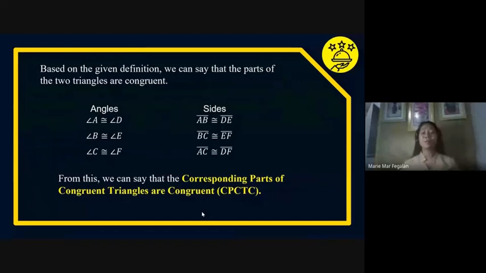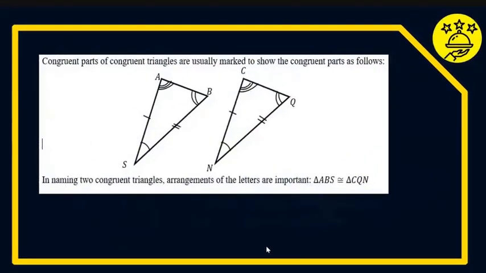And in the given figures we also have the congruent sides. So we have segment AB congruent to segment DE, segment BC congruent to segment EF, and segment AC congruent to segment DF. From this, we can say that corresponding parts of congruent triangles are congruent, or CPCTC. Congruent parts of congruent triangles are usually marked to show the congruent parts. In naming two congruent triangles, the order of the letters is very important. So we have triangle ABC is congruent to triangle CQN. Okay?